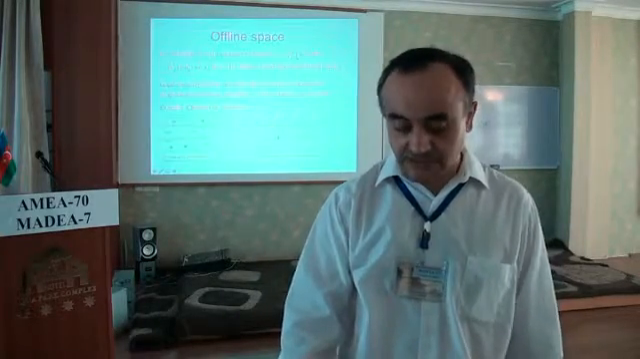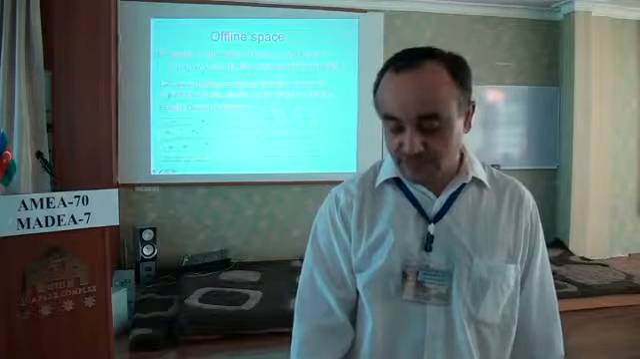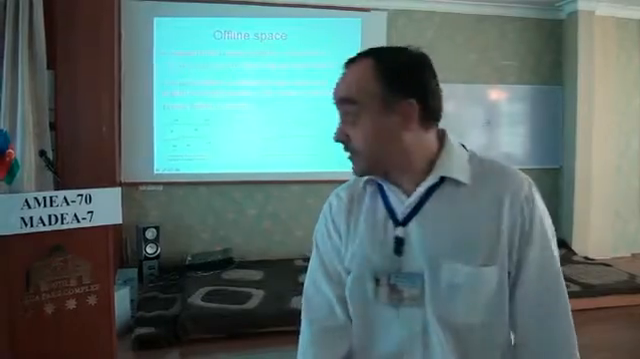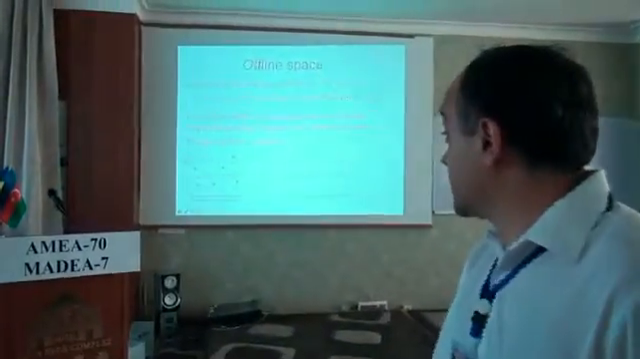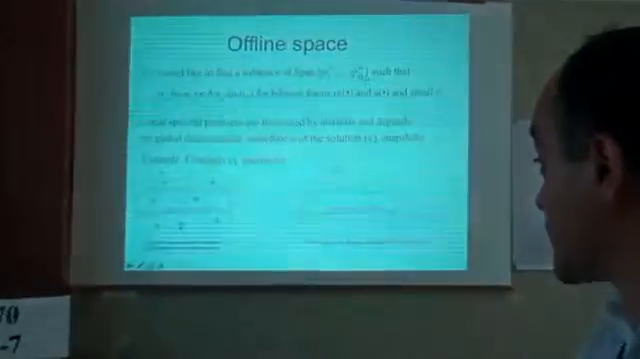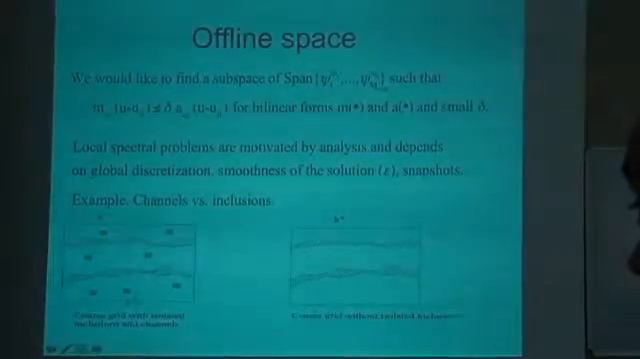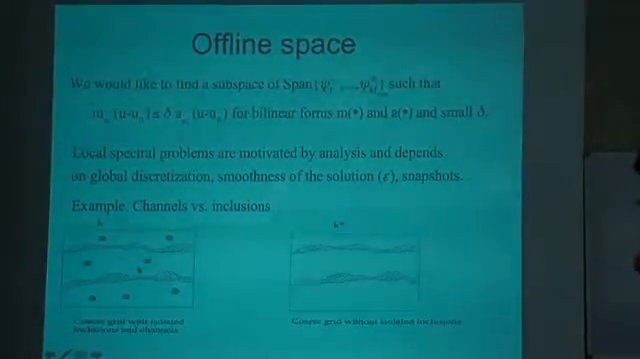So this is just intuitively what we often do. For example, if I have long features, what I call channels. Channels are high conductivity regions that are very long. If I have a coarse block, if this is my coarse block, for example, I can homogenize all these inclusions, this is an inclusion, into 1 basis function.